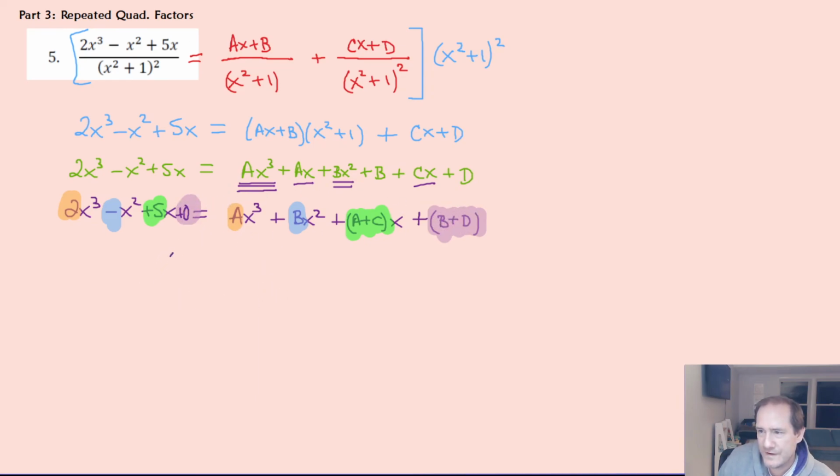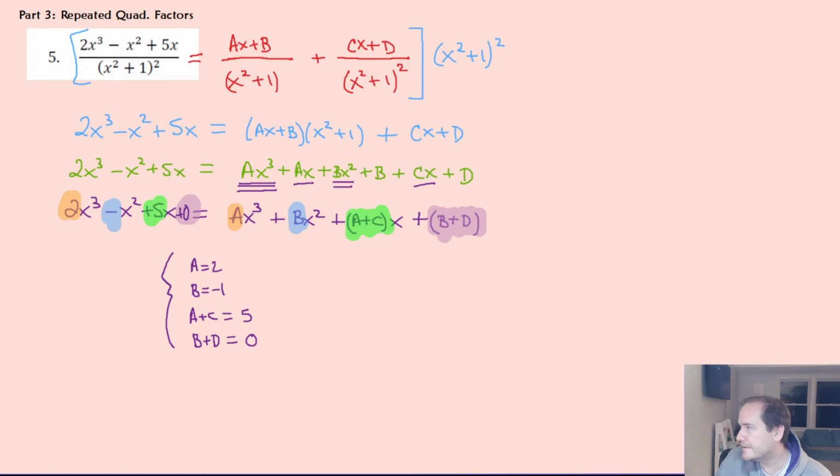So we could still write a system. It seems like kind of a moot point. But our first equation would literally be a equals 2. It would just be the answer. And the next equation would be b equals negative 1. The next equation would be a plus c equals 5. And the last equation would be b plus d equals 0.